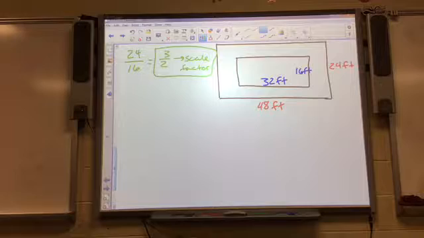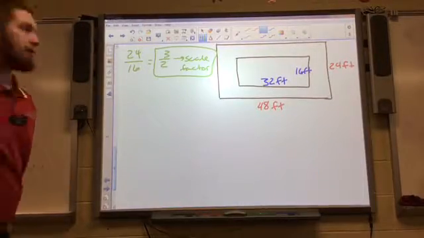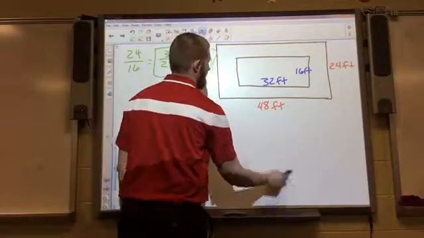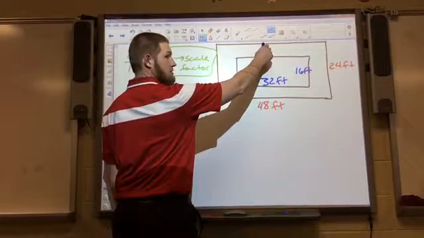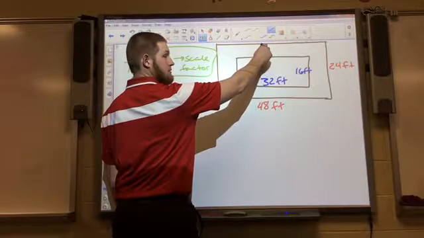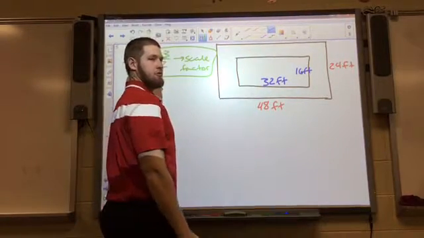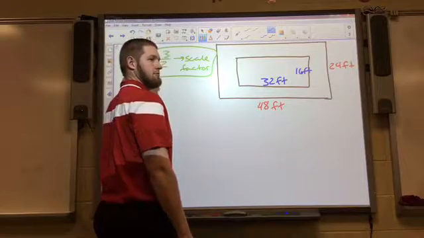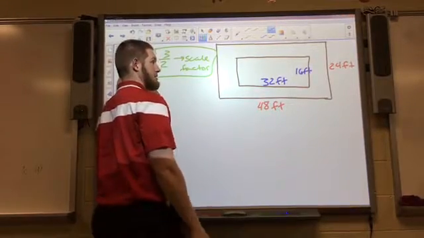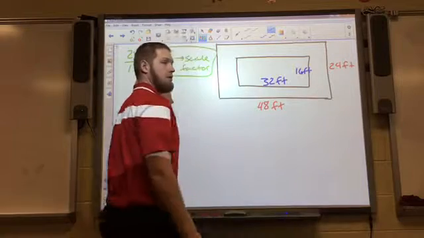Now the next question wants to know, what is the ratio of their perimeters? So what do I need to do to find that? Find your perimeter, right? So 48 and 48 is... What's 48 plus 48? 96 plus 24.